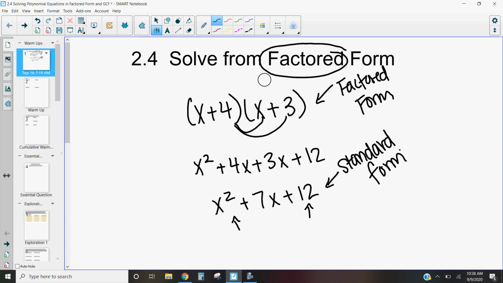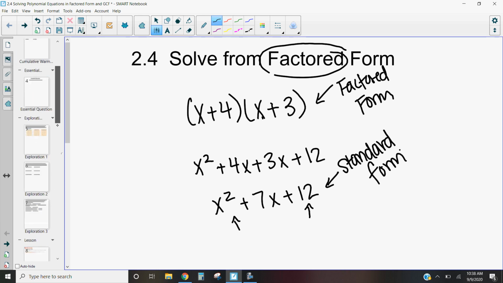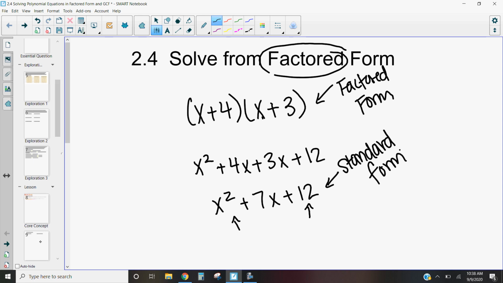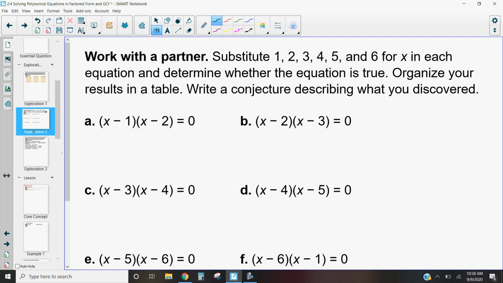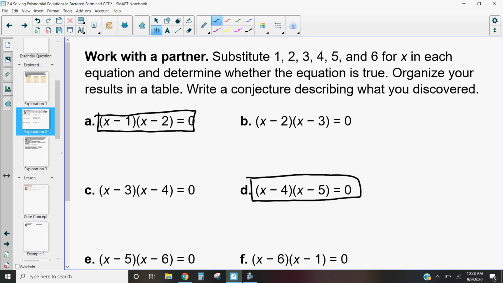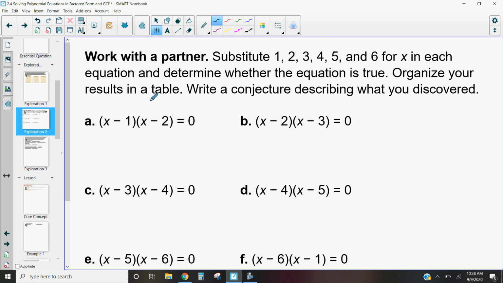So when we're talking about solving from that factored form, we're talking about solving for when it equals 0. We're looking at situations like this, where I have x minus 1 times x plus 2 equals 0, x minus 4 times x plus 5 equals 0. Notice how all of these are equal to 0. When we're solving polynomials in factored form, we want to figure out what x values work when it equals 0.